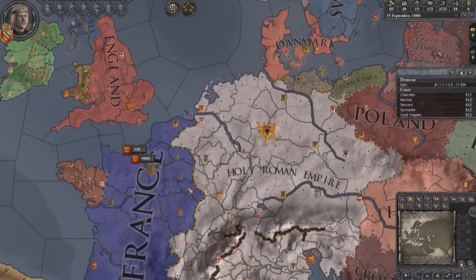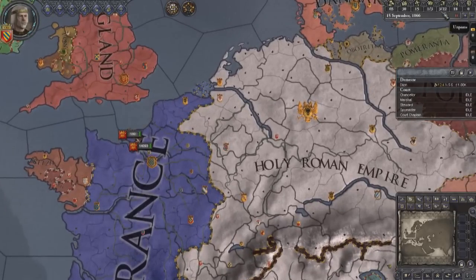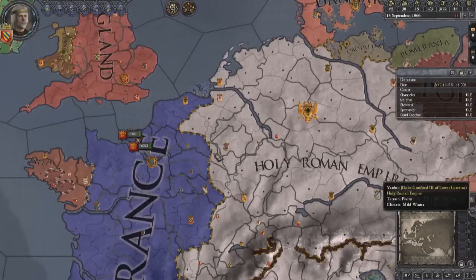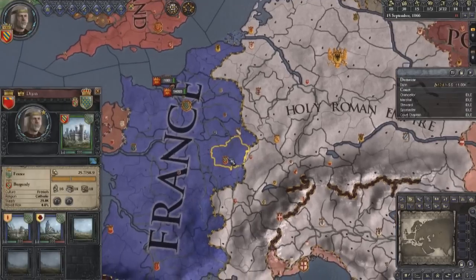My domain size, which represents the counties that I personally hold, and my vassal limit and how much of that I have taken up. That's how many vassals I can direct, how many count or higher level vassals I can personally control. And then I've got my realm size, which is how big my total realm is, and my score, which, don't worry about score. You can see the date and the current speed. It's paused right now.